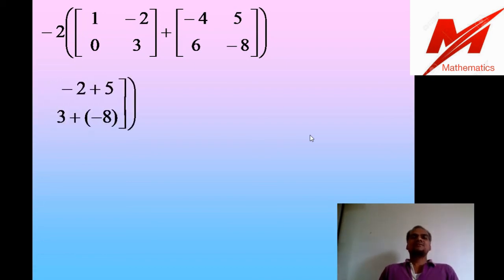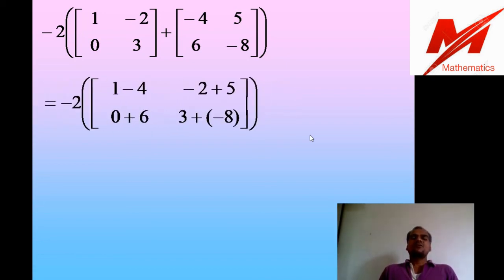See, we add the corresponding elements. 1 added to -4, 1 minus 4, next -2 plus 5, next 0 added with 6, 3 added with -8, and the scalar -2 stays as it is. Now see, the scalar -2 is as it is, we have done the addition of matrices here.